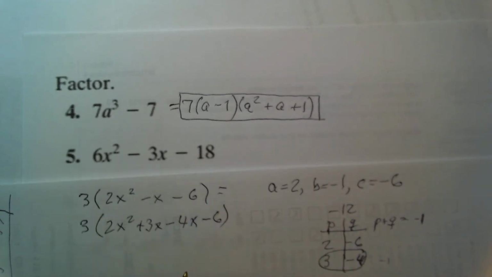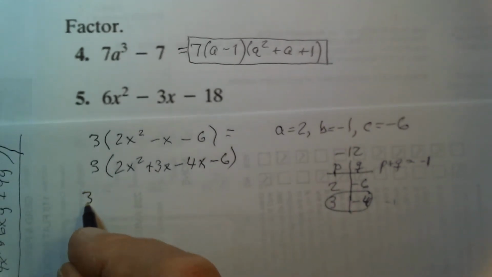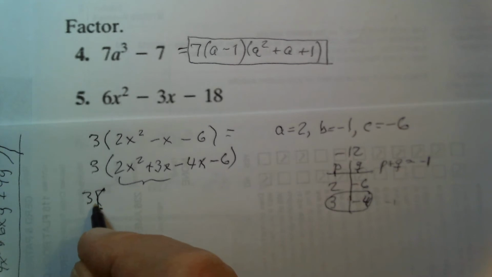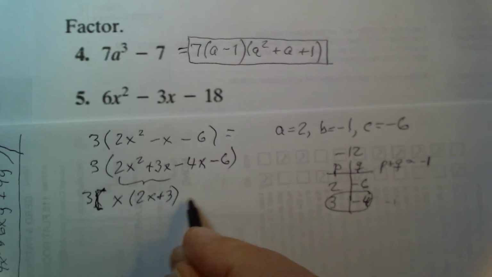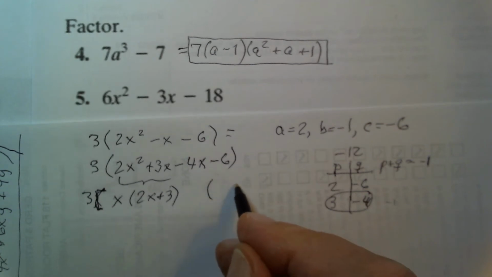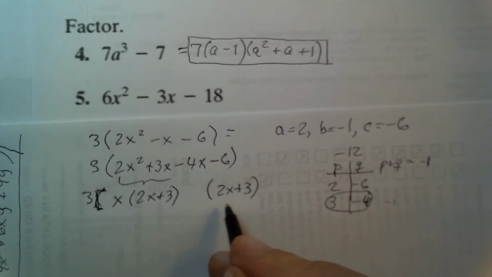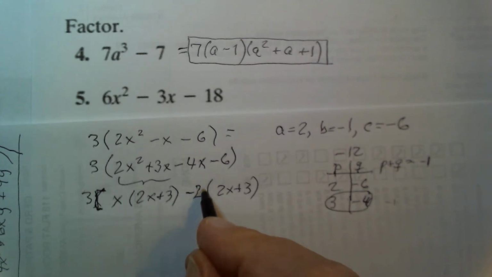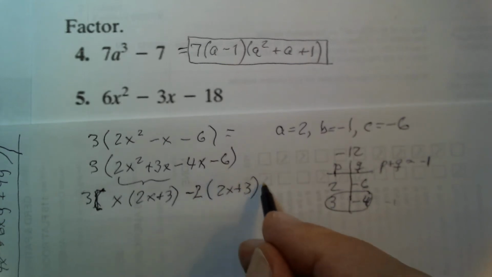And that then becomes, maybe factor by grouping now, 3 times, this is our first group, and we can factor out an x. So x would be the greatest common factor, so x times 2x plus 3, which would be the binomial for the second group, 2x plus 3. So in this case, we have to factor out a negative 2, because minus 2 times 2x is minus 4x, and minus 2 times plus 3 is minus 6.